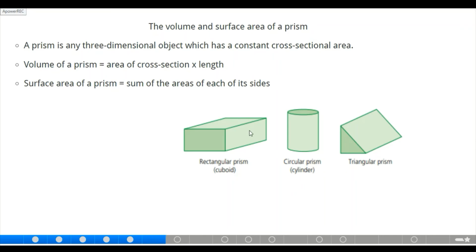Now let's look at examples of a prism. We have a rectangular prism here, which is a cuboid. We have a circular prism here, which is a cylinder. We have a triangular prism here that looks like a triangular shape.